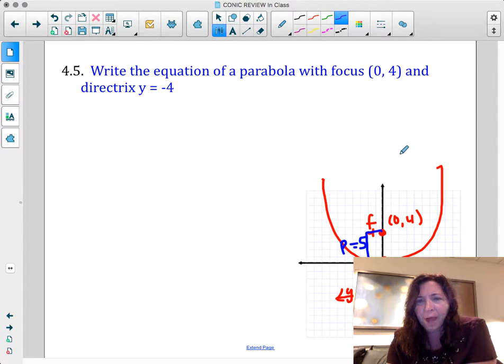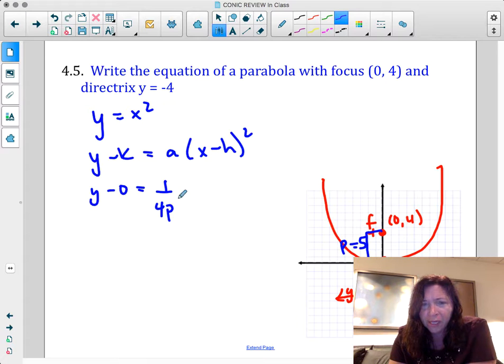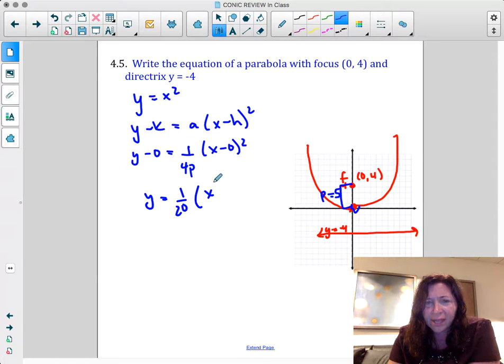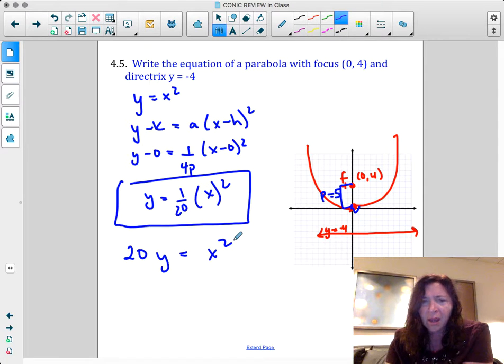So write the equation of a parabola. This looks like a y equals x squared graph. So we have y minus k equals a times x minus h, quantity squared. So my vertex here is at 0, 0. So that's just y minus 0 equals a. A is 1 over 4p times the quantity x minus 0, quantity squared. P being 5. So we have y equals 1 over 20 times the quantity x squared. So this is the equation of my parabola, and that's it. Oh, and you could put the 20 here if that makes you happy. I prefer it the other way.